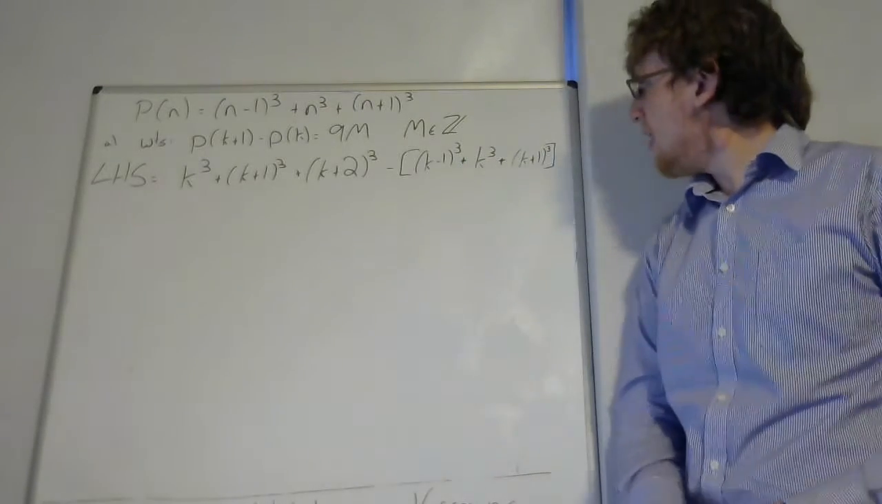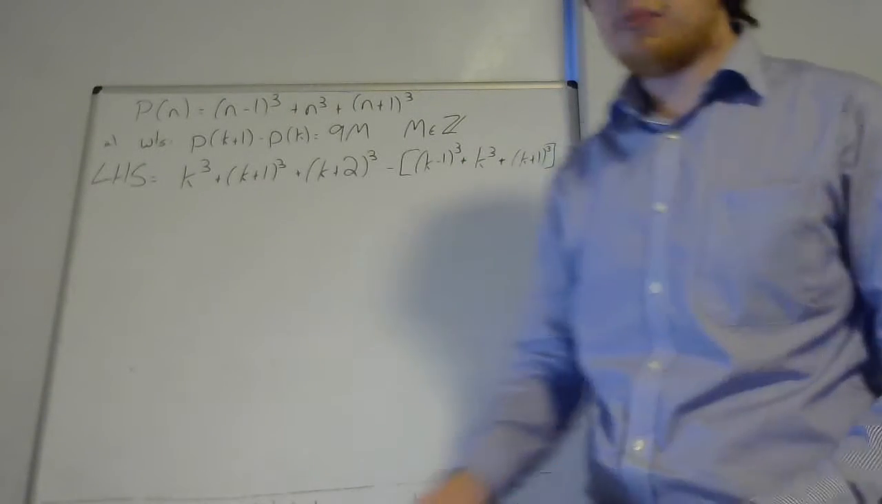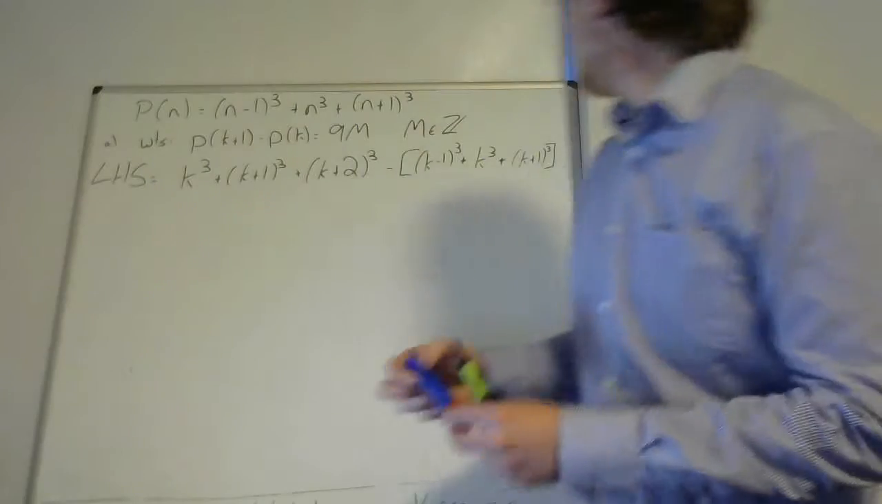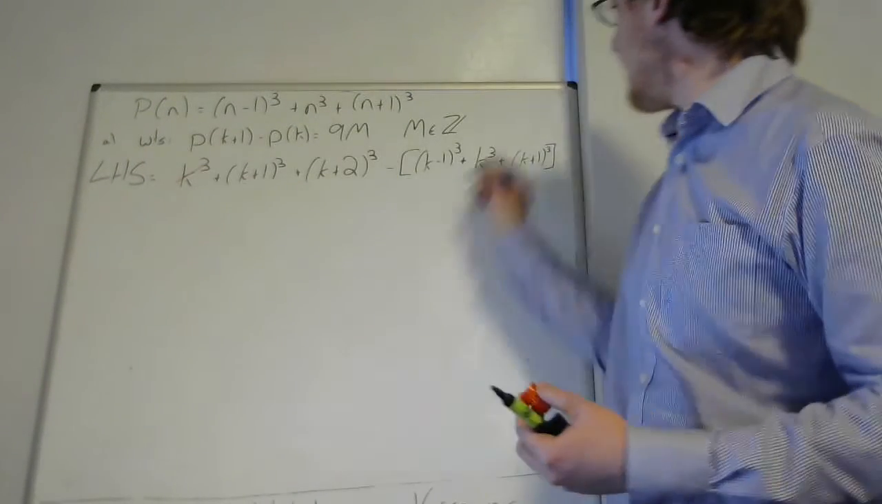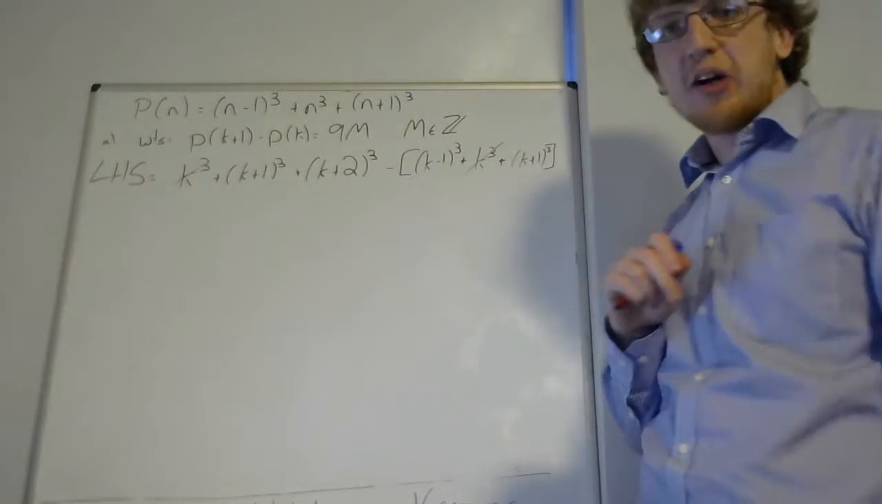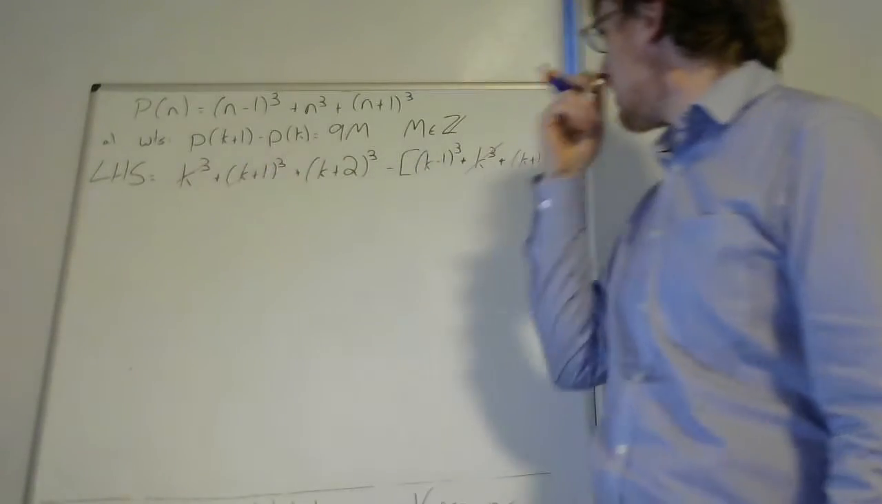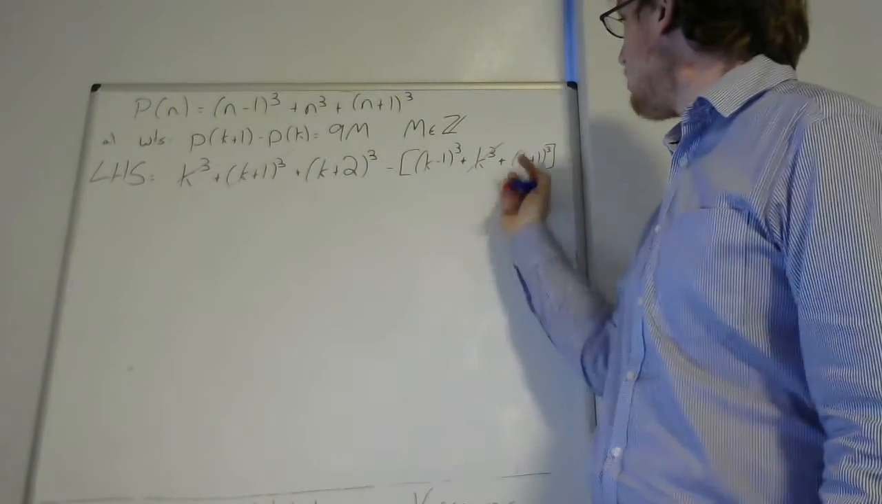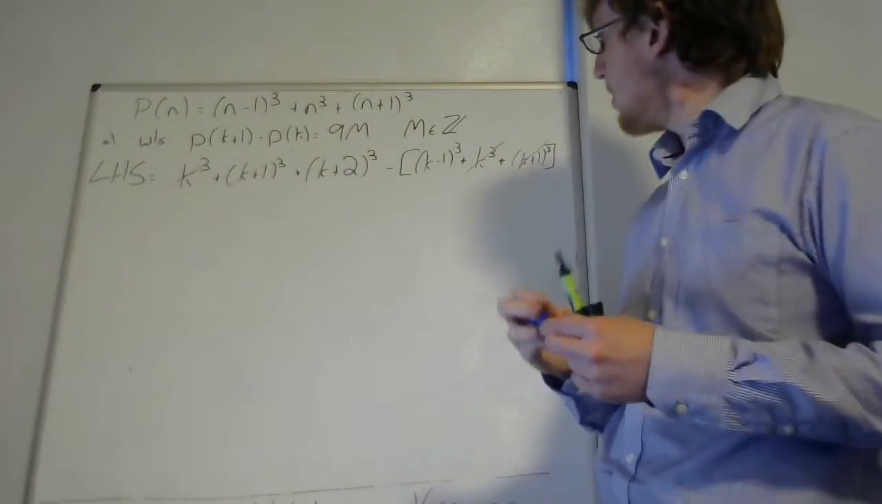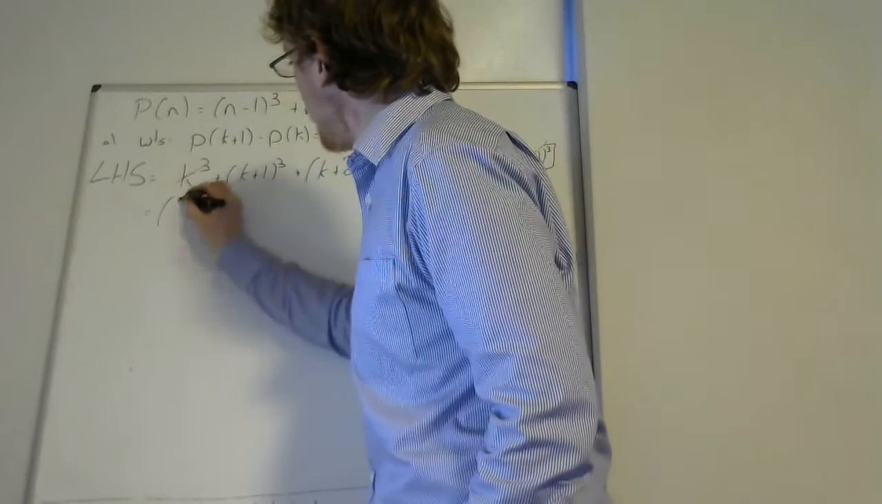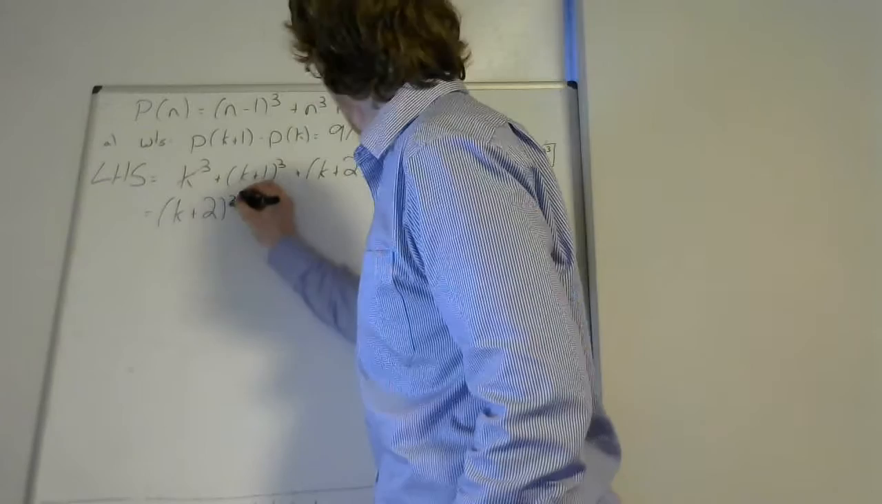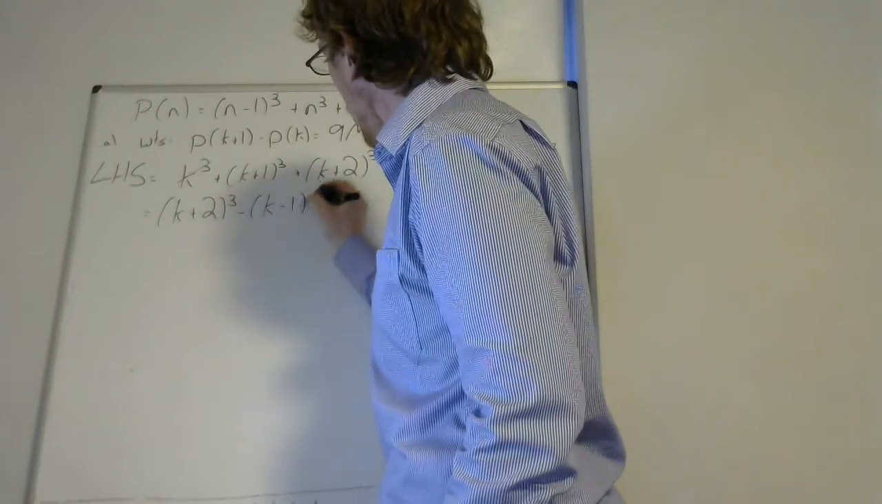Already, straight away, we can see that some of these cancel out. Here's a red pen. Red for cancelling out. So this plus k cubed here cancels out with the minus k cubed. You can see the minus outside the brackets. And (k plus 1) cubed cancels out with this minus (k plus 1) cubed. So we're only left with two terms that we've got to prove make a multiple of 9. We've got (k plus 2) cubed minus (k minus 1) cubed.